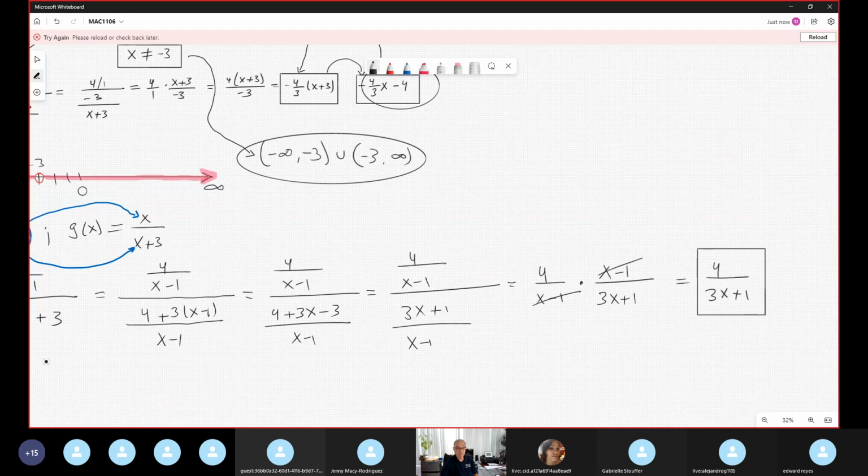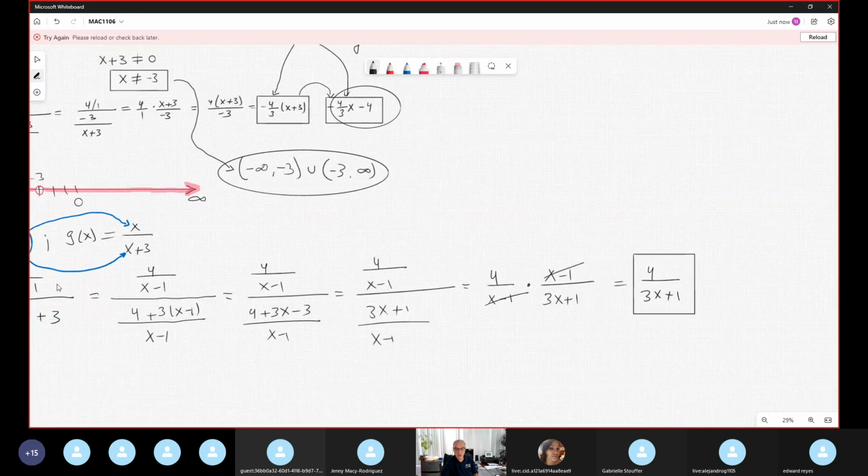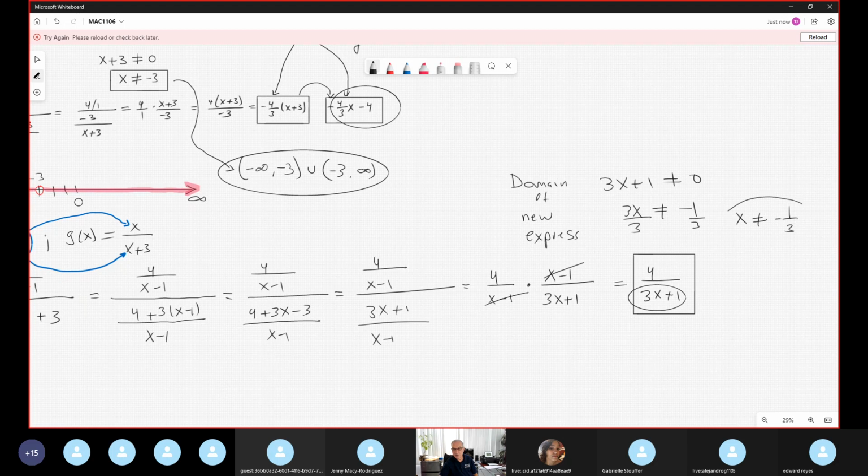But in this case, the domain is not all real numbers like this. In this case, the domain of the new expression is, okay, apply the rule. You take the denominator, which is 3x plus 1, not 0, and solve this inequality. 3x not equal negative 1 divided by 3. Then you see that x is not negative 1/3. This is the domain. The domain is all real numbers, but you have a hole at negative 1/3.